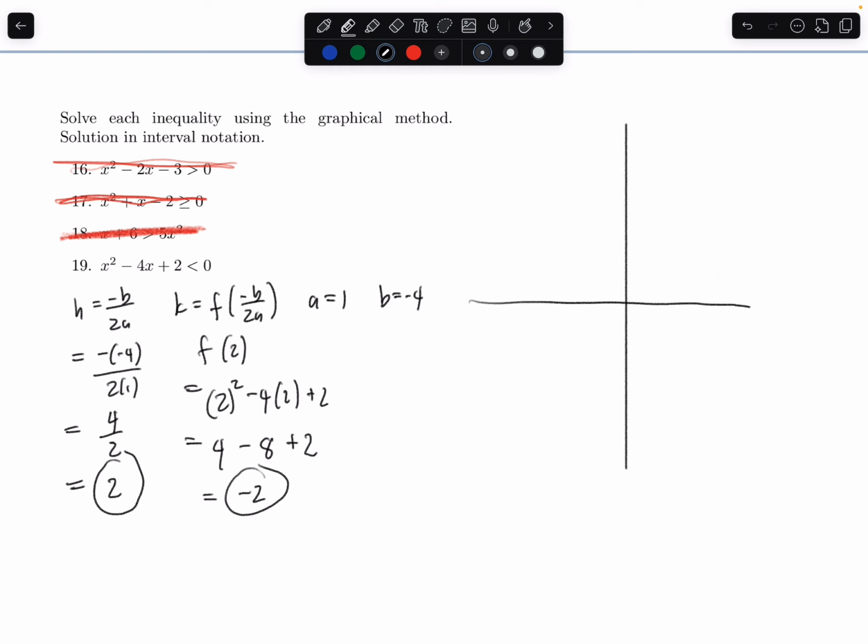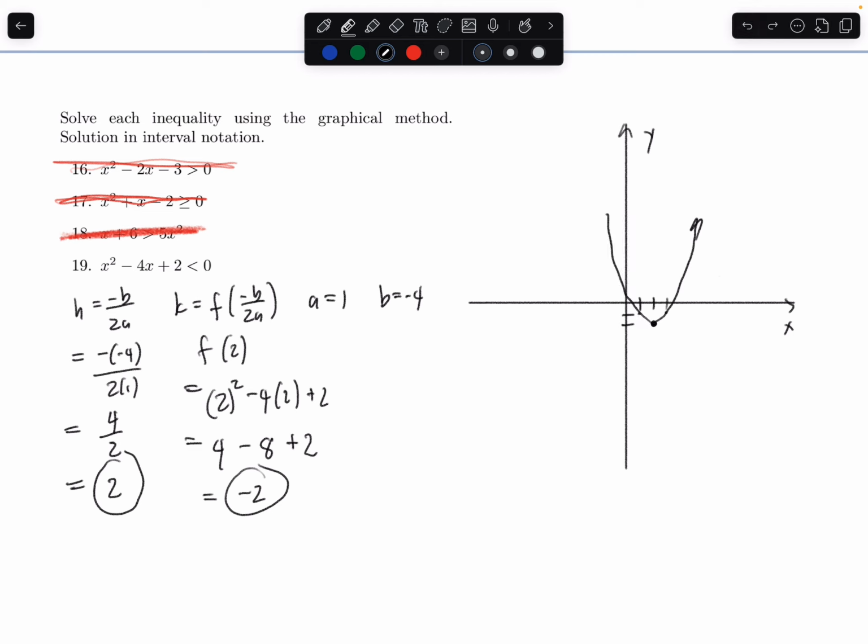The last one was ugly. The one before that actually was pretty nice. But this is more like the first one. We're starting at 2, negative 2, right here. Okay, so 2, negative 2, and a is positive 1. So that means I'm going to go right 1, up 1, right here. And then it's going to continue up like this. Continue like that, right?